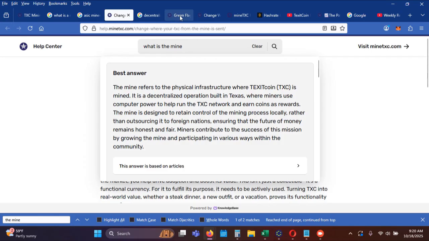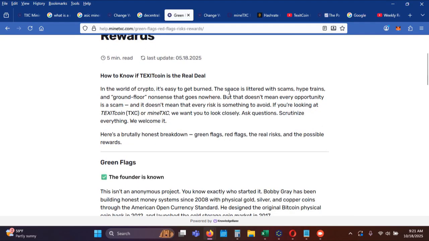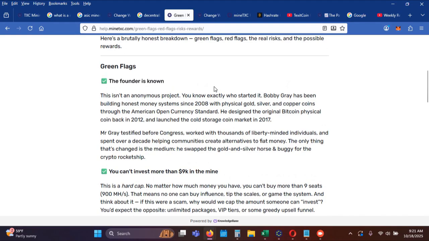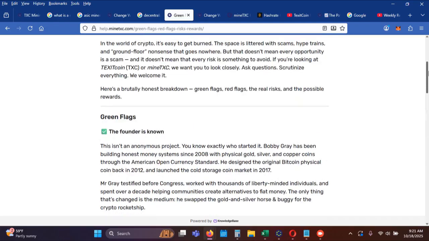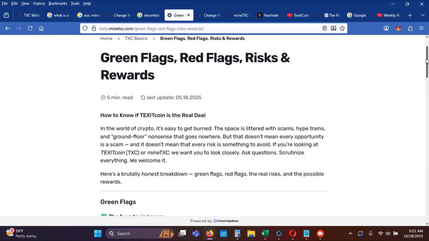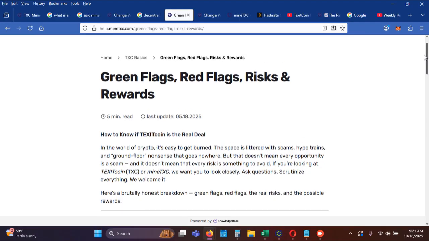Okay. Now, with that said, what I'm going to be doing in the next few videos that I release about TexitCoin is addressing things that were listed in this article here. They talk about themselves, talking about the green flags, the red flags, the risks, and all that are associated with TexitCoin. So there are some that I don't believe are mentioned here, and some things that I kind of want to bring some light on.